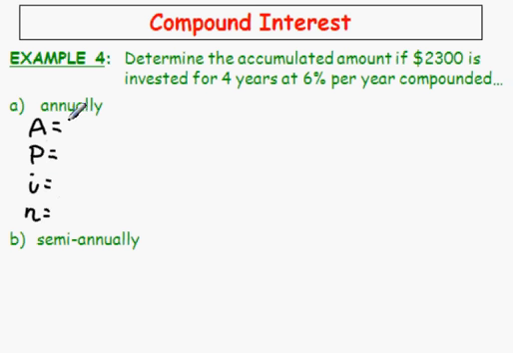So A is our accumulated amount, our final amount, which is what we're looking for. P is our principal. I is our interest rate as a decimal, divided by our number of compounding periods. And N is our number of years times our number of compounding periods. So for this question, it's annually. So we're going to divide by 1 and multiply by 1.